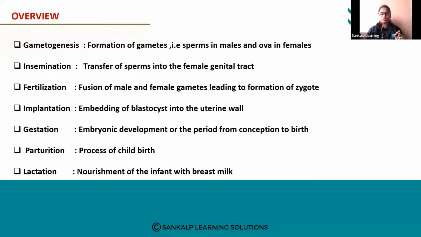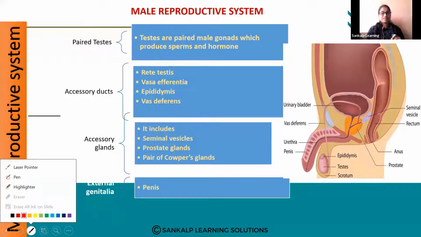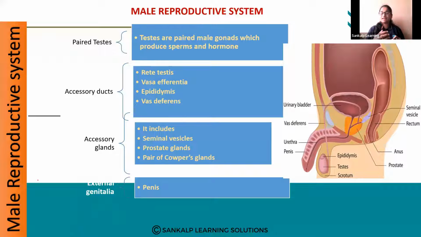Now first we are going to learn the male reproductive system. What all does the male reproductive system have? When we see it from outside, the male reproductive system consists of paired testes, accessory ducts, accessory glands, external genitalia. External genitalia means the reproductive part that is present externally. So that is external genitalia. Paired testes, there are two testes.